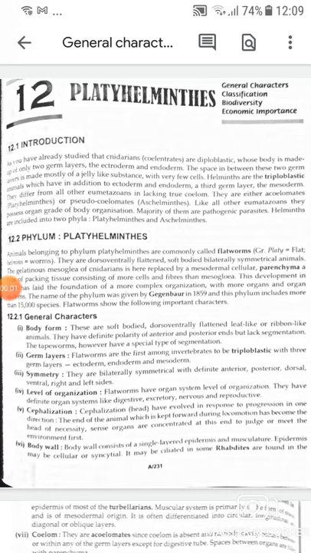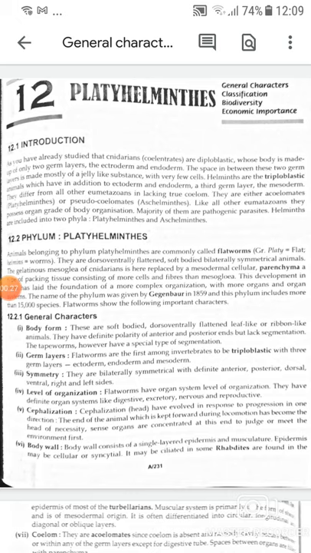So good morning students, today we are going to start our next topic, phylum Platyhelminthes. In this phylum, first of all we will deal with what Platyhelminthes are. Next we will go for the general characters, then classification and economic importance of phylum Platyhelminthes. So first of all, we know what Platyhelminthes are.